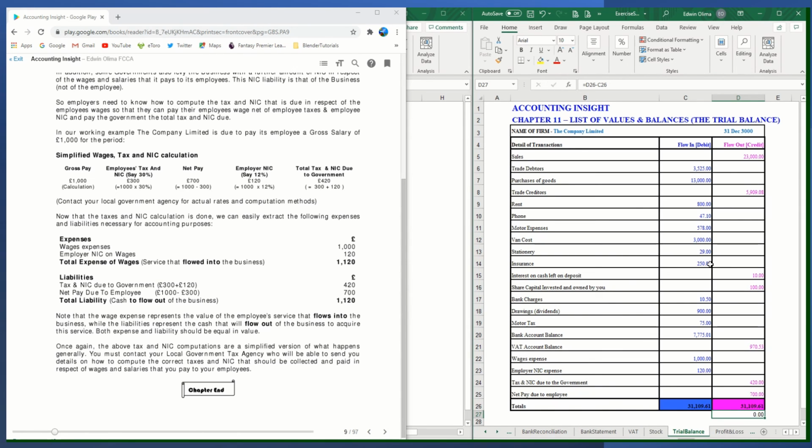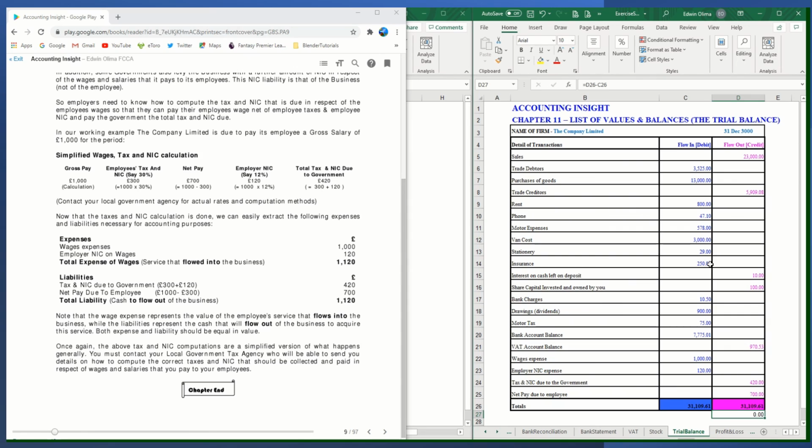Nowadays, with computers, the computer ensures every transaction has a debit and a credit, and they must equal. So automatically, your trial balance, when you run it off your computer system, will balance. It's very rare that computer system trial balance does not balance. If it does not balance, then something serious has gone wrong.